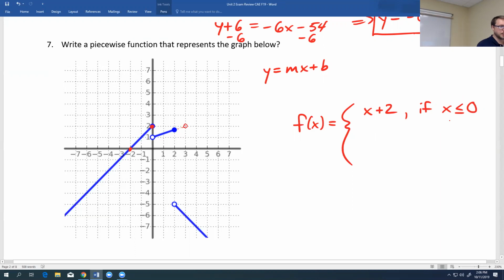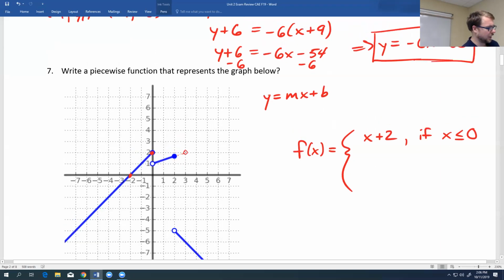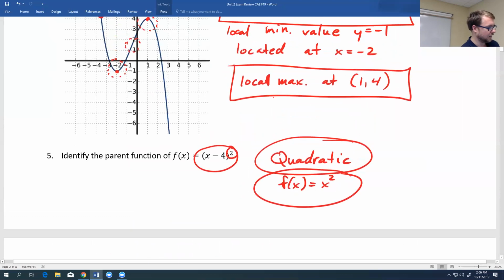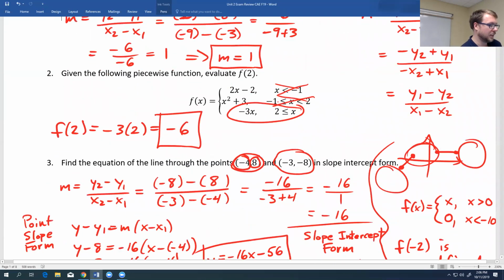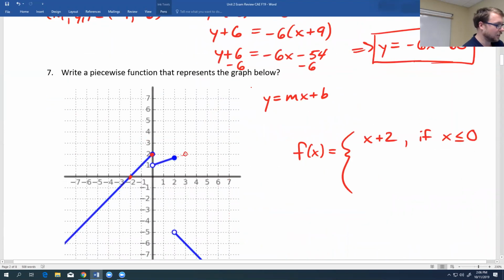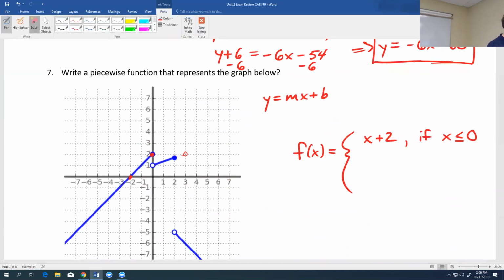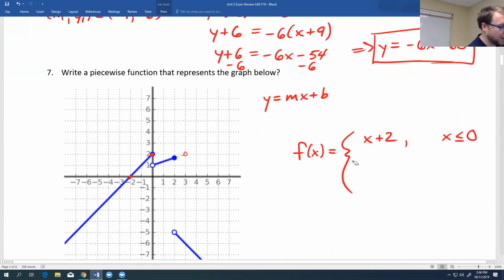Or sometimes you'll see it written differently. How were they writing it earlier? Sorry, I'm scrolling up, guys. Oh, they just put a comma and then the condition. So I don't need to write an if in there. Let me make it look more like their stuff.